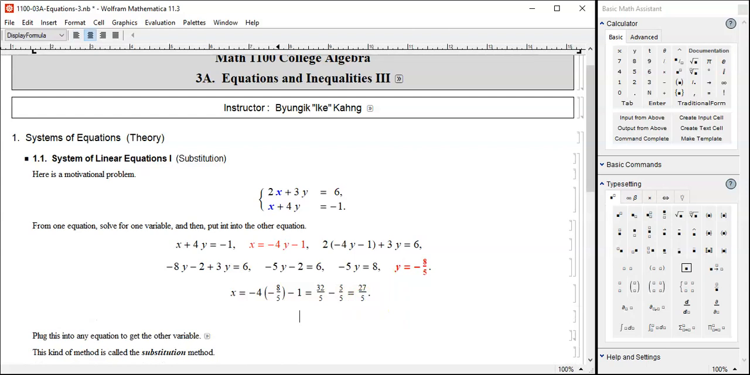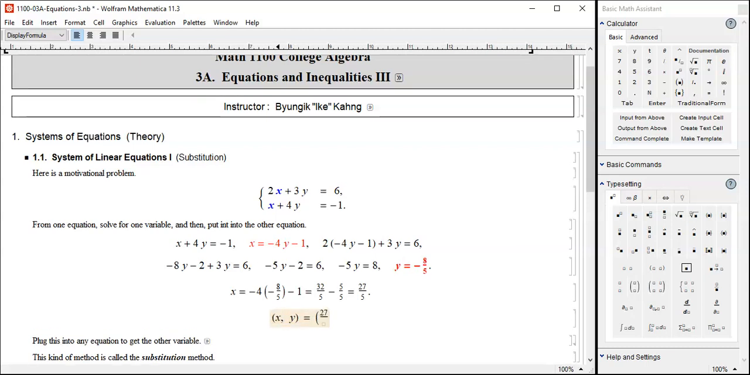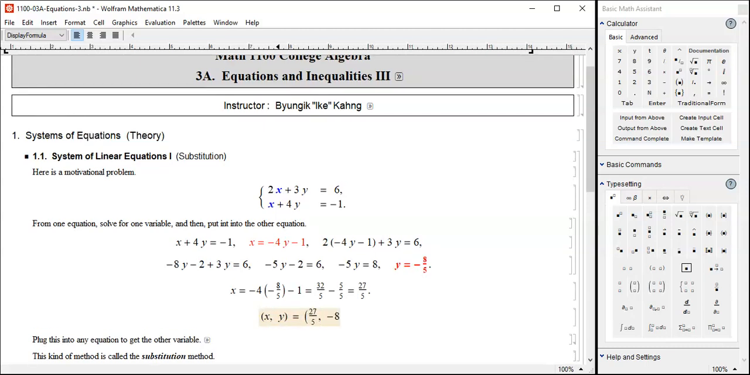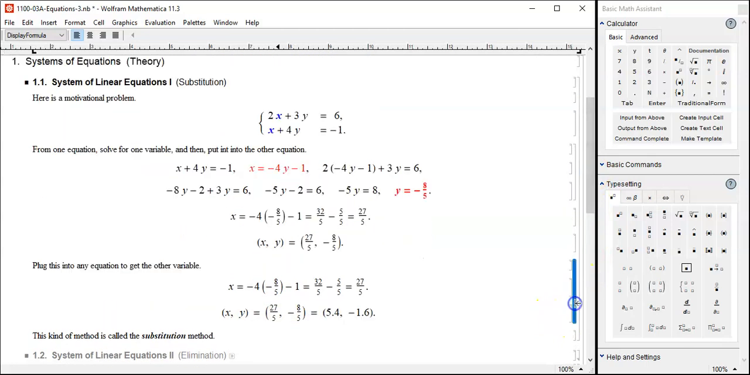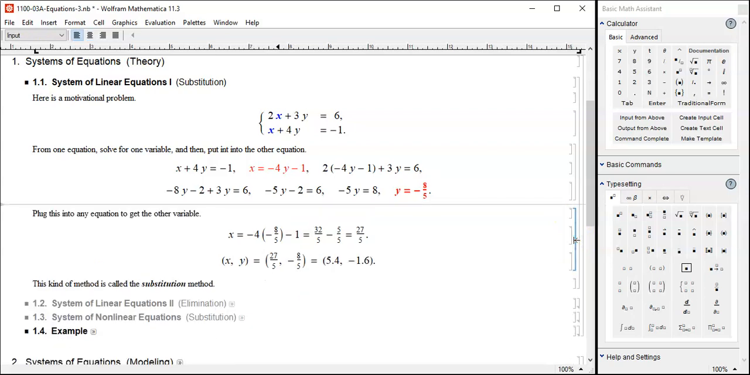Therefore, the solution is 27/5, -8/5. Let's check. Yes, all correct.